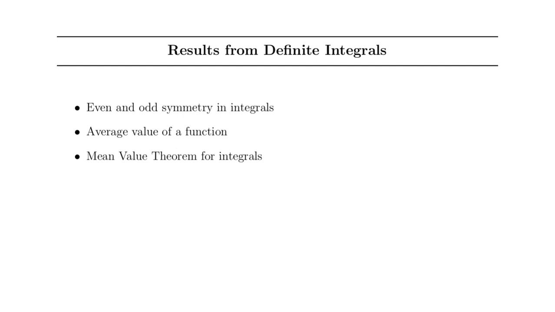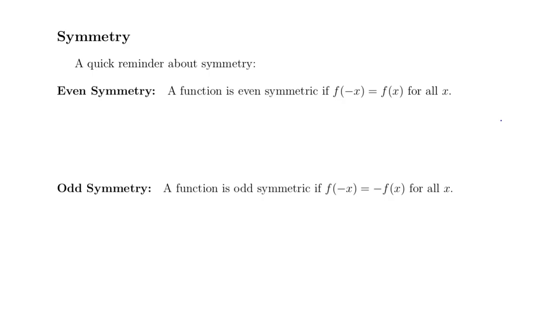So here we go. We'll first start with this idea of symmetry here. We're going to talk about even symmetry, we'll talk about odd symmetry, but first here's our quick reminder. These are our definitions of symmetry. A function is even symmetric if f of negative x equals f of x for all values of x. So our classic example might be like a parabola, right? This x squared function.